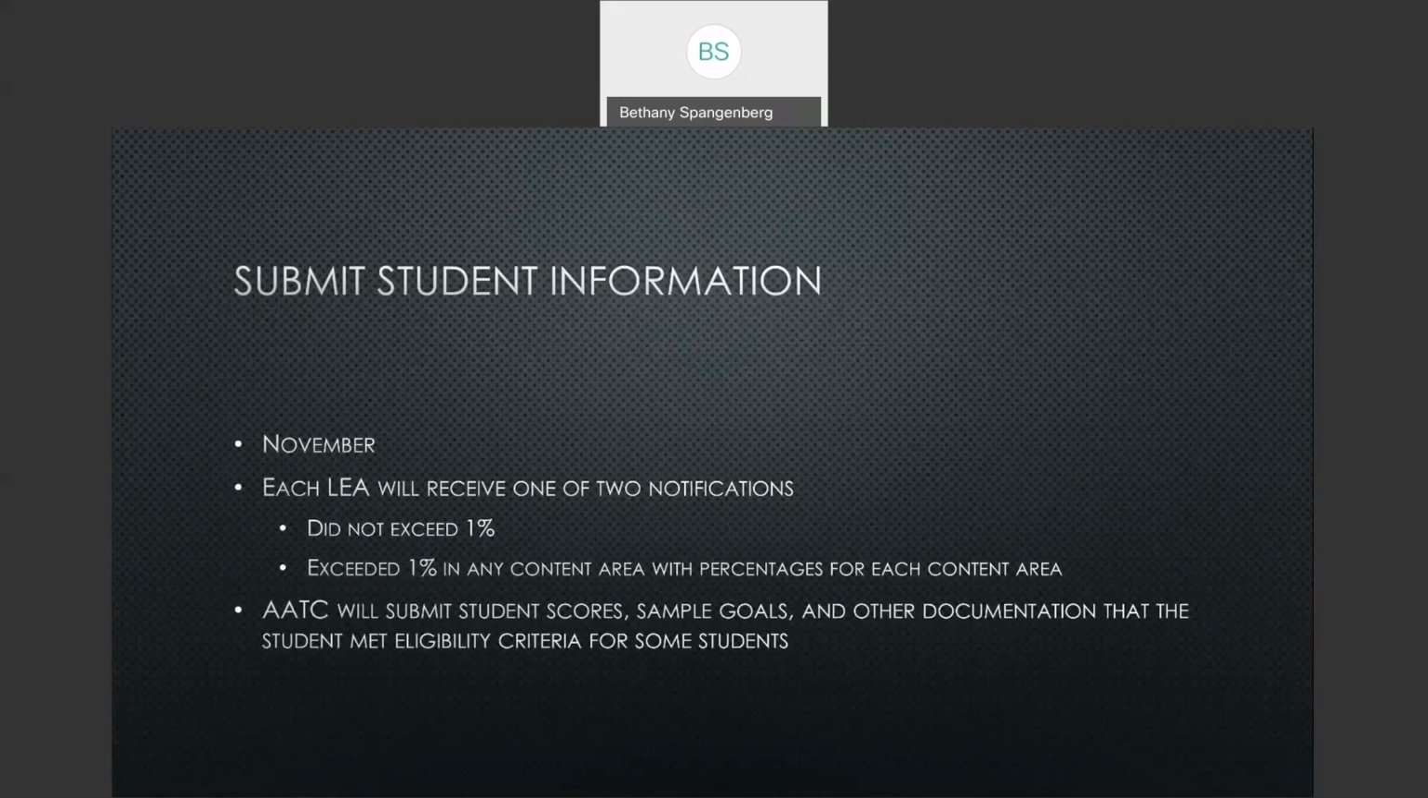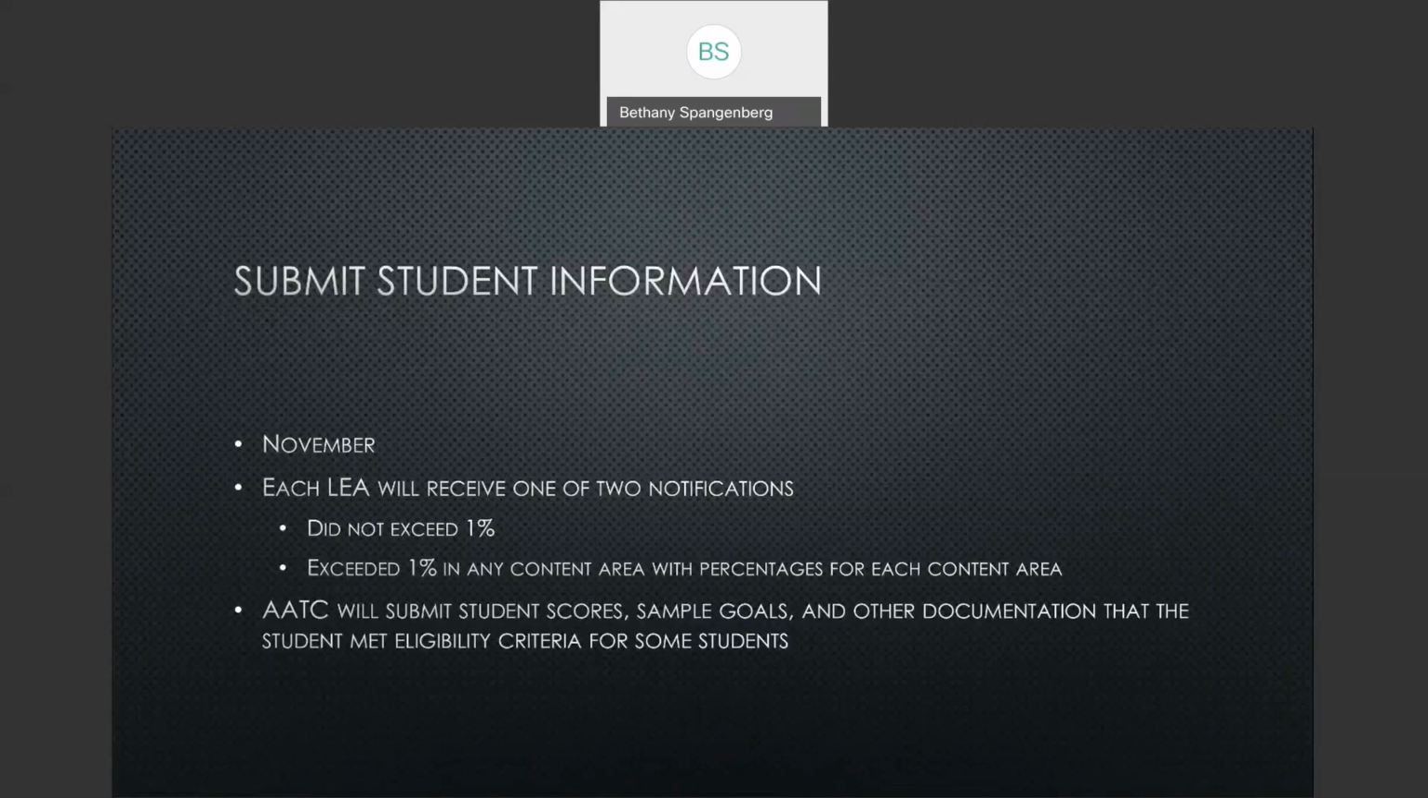The first step in the monitoring process starts in November. Each LEA in which at least one student participated in alternate assessments during the previous administration will receive a notification. The LEAs that did not exceed 1% in any content area will be notified of their percentages for each content area and told that no further action is needed. The LEAs that did exceed 1% in any content area will be given percentages in each content area and instructions for submitting student information. The purpose of this step is to evaluate the fidelity to which eligibility criteria was followed by IEP teams at the LEA.